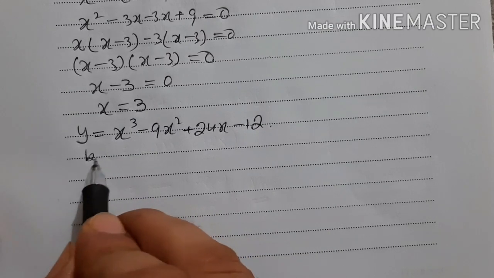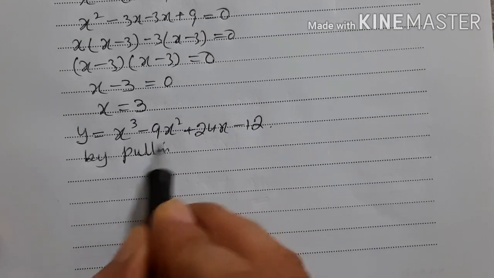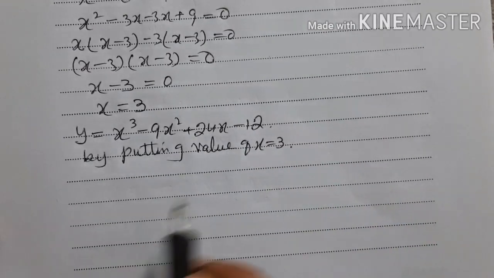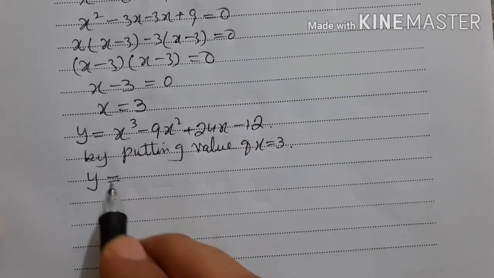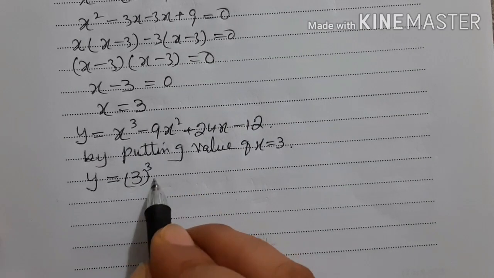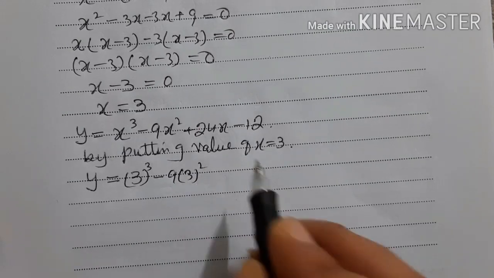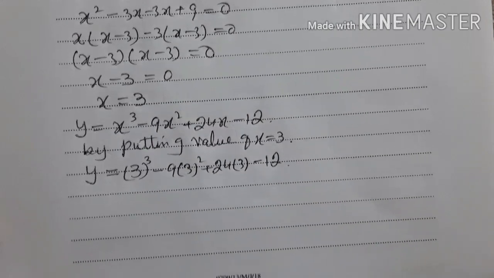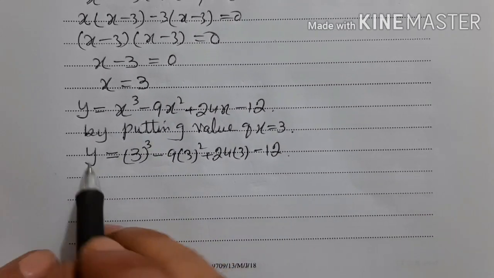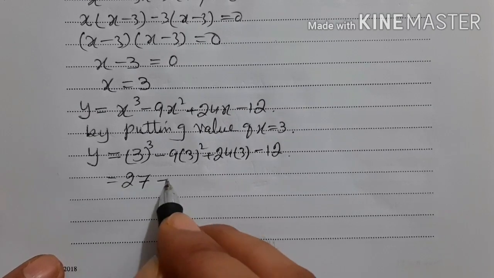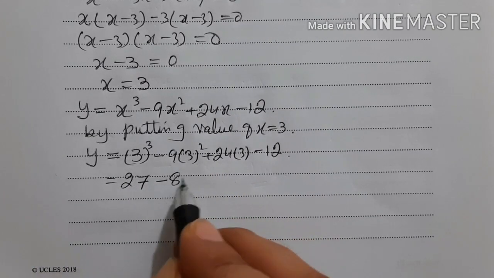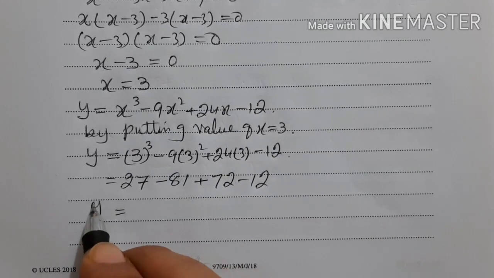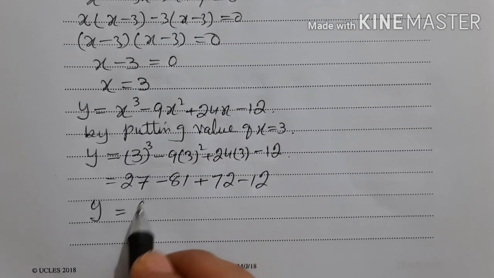So this will become, by putting the value of x is equal to 3, y is equal to 3 cube minus 9 into 3 square plus 24 into 3 minus 12. Okay. So this will be 27 minus 81 plus 72 minus 12. So after solving all this, y is 6.